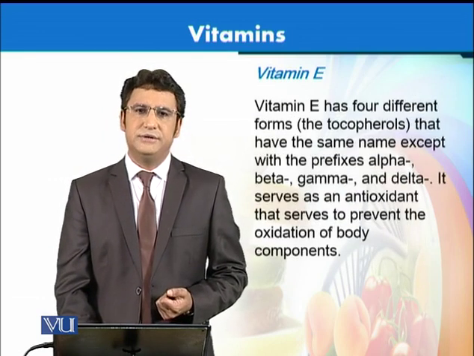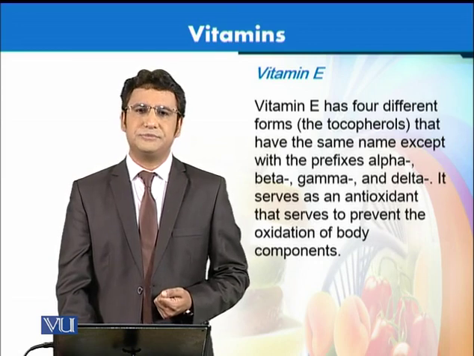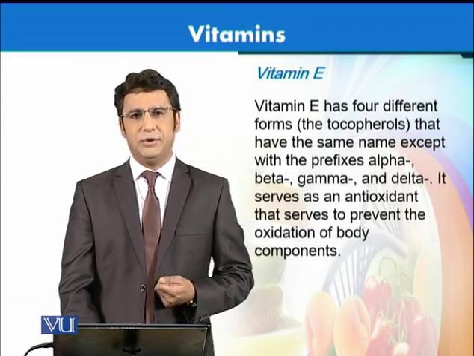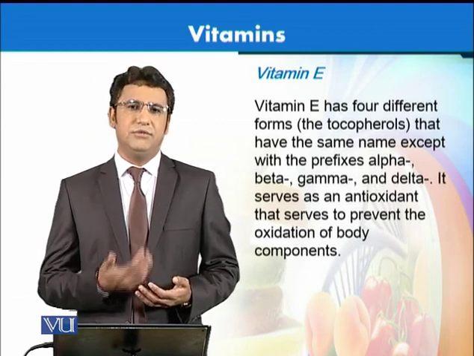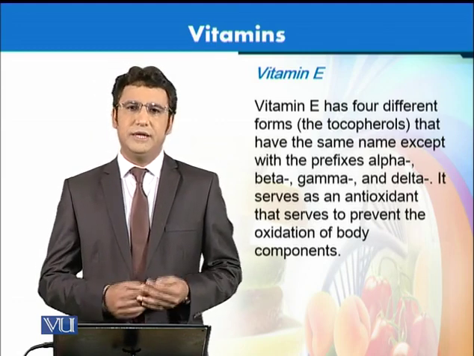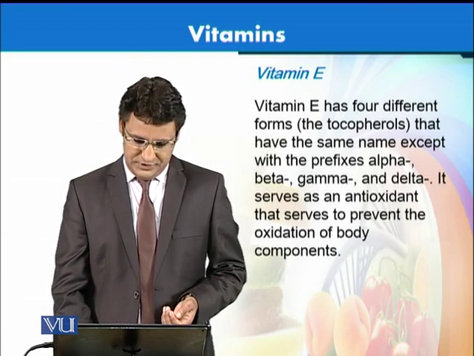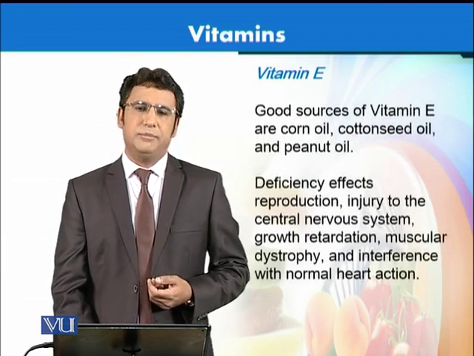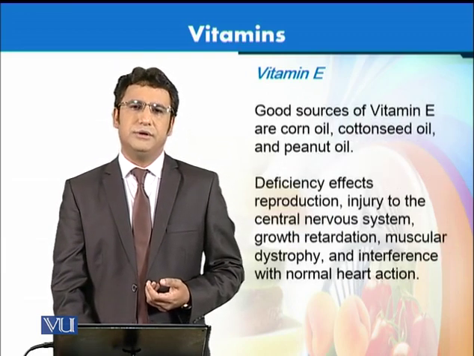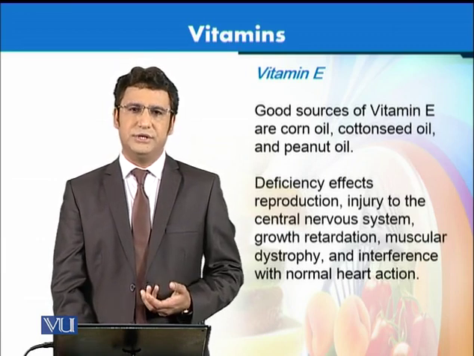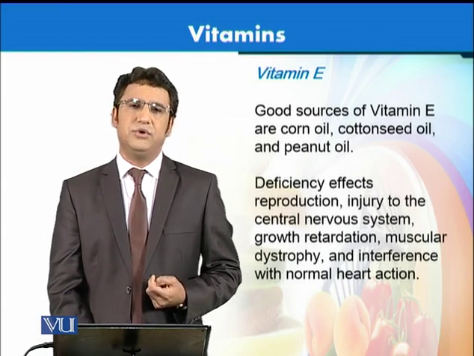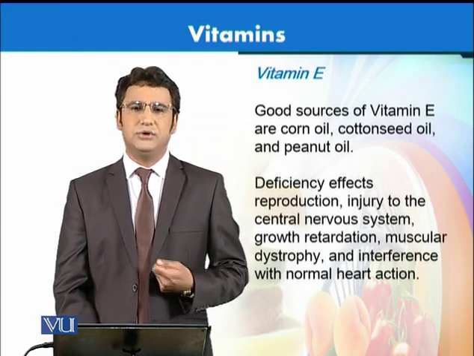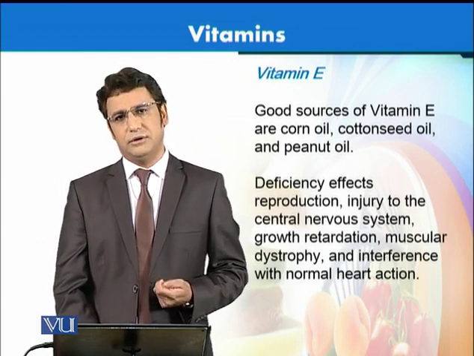Vitamin E is another fat-soluble vitamin. This is chemically called tocopherol, and it has 4 different forms: alpha, beta, gamma, and delta tocopherols. It plays an important role in retarding oxidation in the human body and tissue. The good sources of vitamin E are canola oil, soybean oil, or peanut oil.